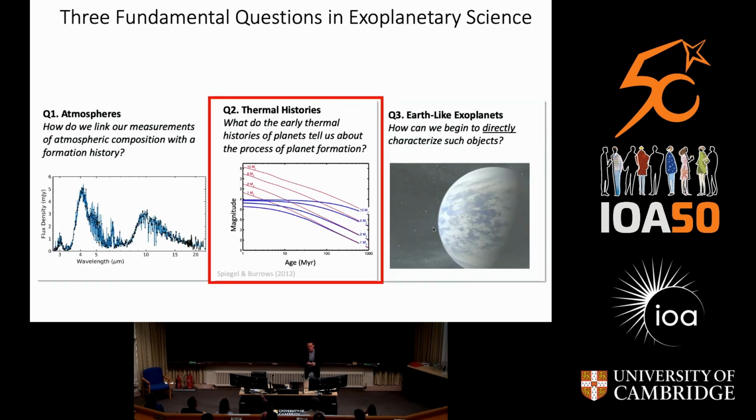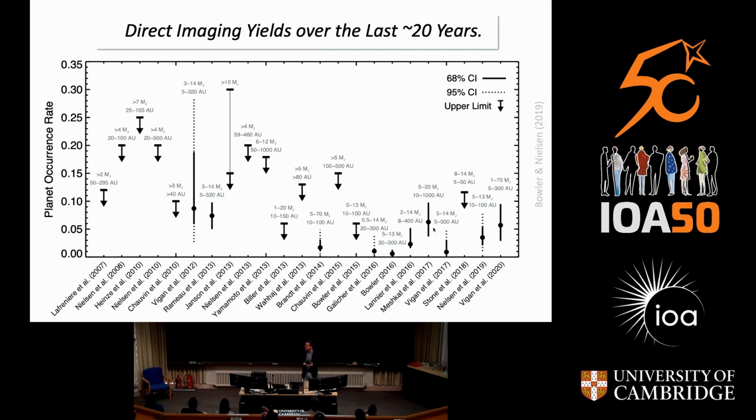So I want to turn to the thermal histories a little bit that I mentioned a moment ago. I showed you this sort of sad plot showing that the occurrence rate has been very, very low for directly imaged planets. And I think we now know why that is. And it's frankly that we haven't been looking in the right place.